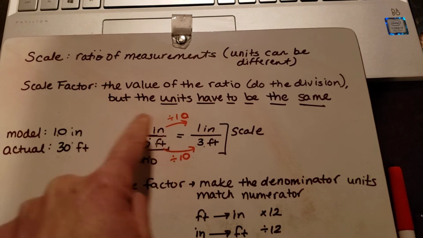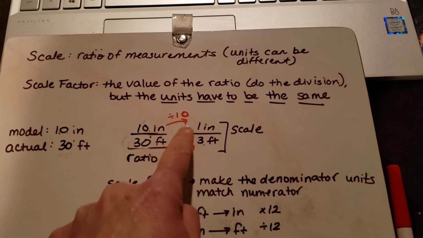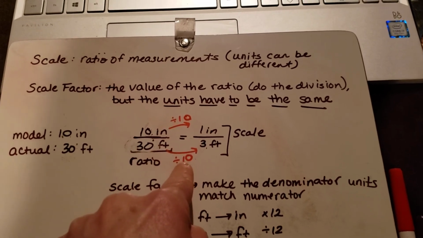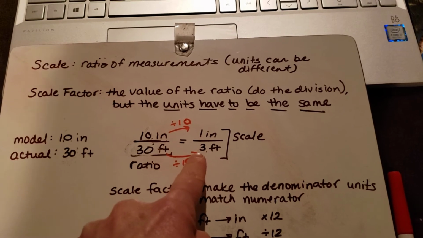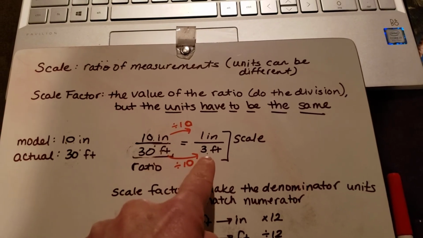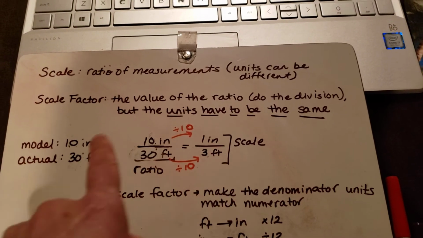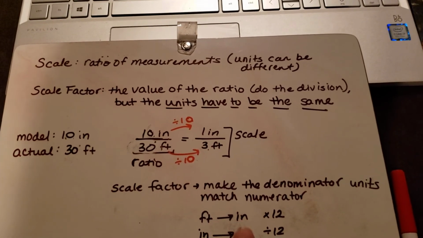So what do we do to 10 to get it to 1? We divide by 10. Well, if you divide a numerator by 10, then you divide the denominator by 10. So 30 feet divided by 10 is 3 feet. So that means 1 inch equals 3 feet. That's your scale.